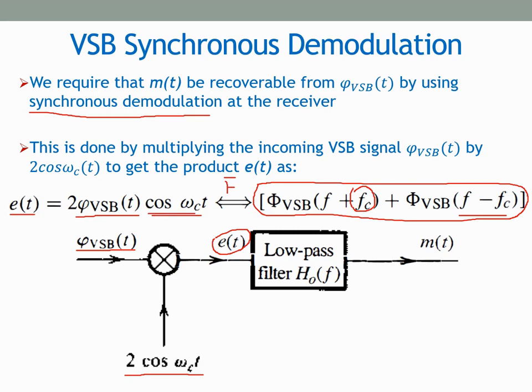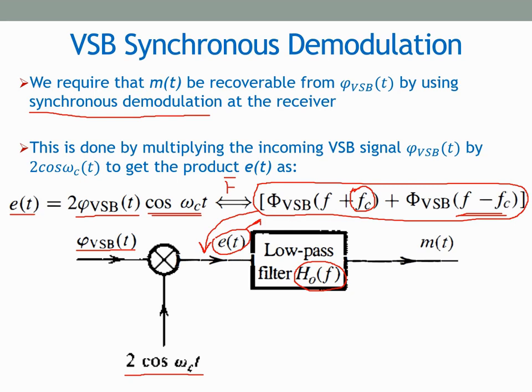We know that if we multiply a carrier with a signal, it shifts its frequency by the amount of the carrier, right? So this is the signal that we obtain at this point, in other words, the Fourier transform of e(t). Now you can see that after this we use a filter H0(f). We will see in the coming slides that this H0(f) is related to Hi(f), which was the filter at the transmitter side. What is the relation between them? We'll see in the coming slides.